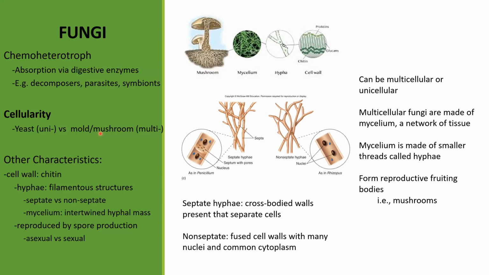So in this image up here, you see the mushroom is made up of mycelium, which is all this network down here, and this is a zoomed image of mycelium. So mycelium is a network of tissue and is made up of smaller threads called hyphae, which is shown here. And when these hyphae are zoomed in further, you would see the cell wall. And like we said, the cell wall in fungi is composed of the polysaccharide chitin.